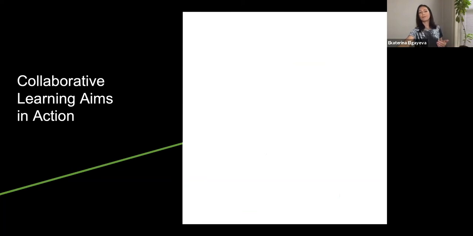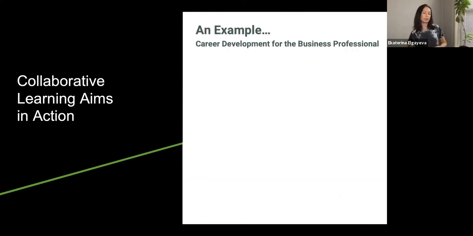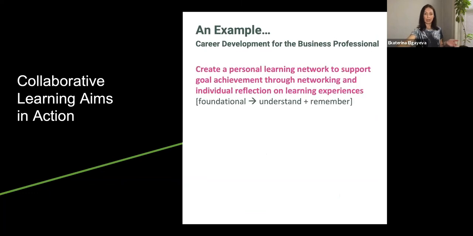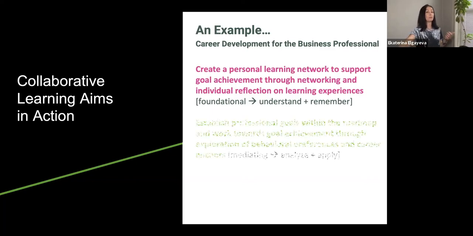So, collaborative learning aims in action. Here's an example from a course that I created, called Career Development for the Business Professional. Here are the learning aims as I have them in my syllabus. At the foundational level, remember this is understanding, remembrance, and recall. I want them to create a personal learning network to support goal achievement through specific things, networking and individual reflection on learning experiences. Those are frequent and low stakes, and they create a foundation for what's next.